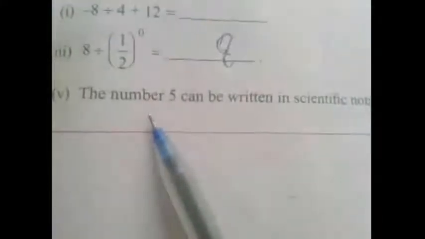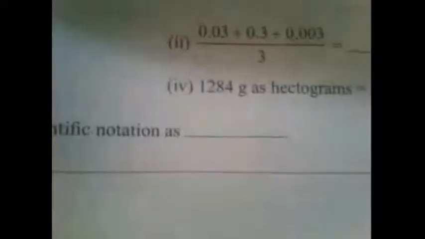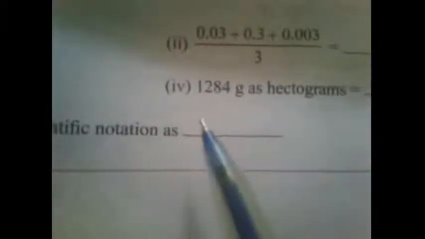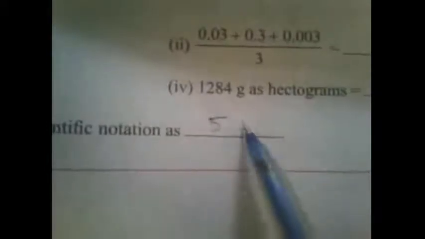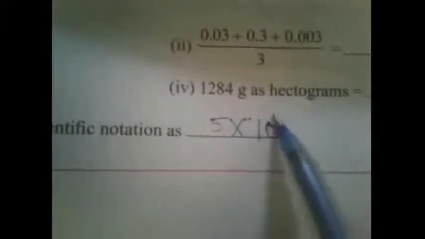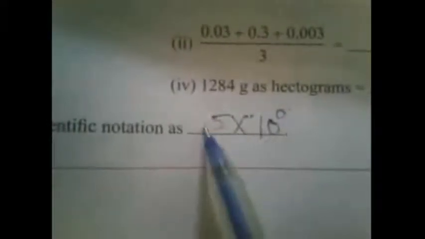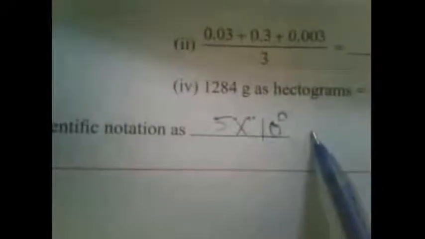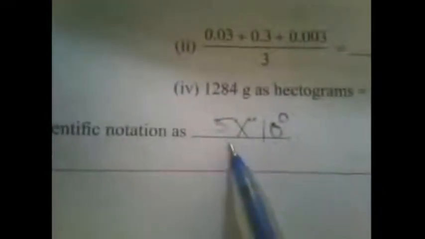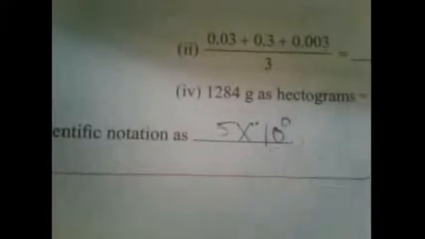The next question is the number 5 can be written in scientific notation as. 5 can be written in scientific notation as 5 multiply 10 raised to the power 0, because 10 raised to the power 0 means its value is 1, and 1 multiply 5 we will get 5 as our answer. So we can write 5 in scientific notation as 5 multiply 10 raised to the power 0.